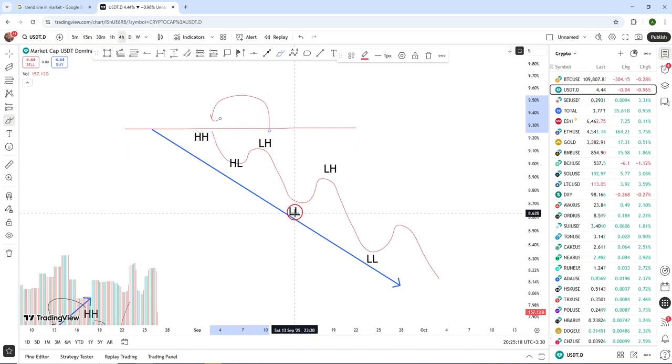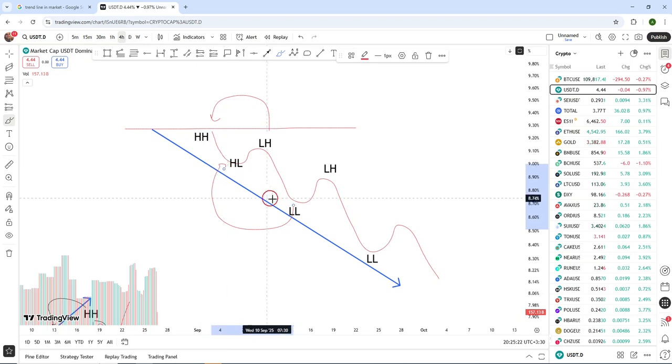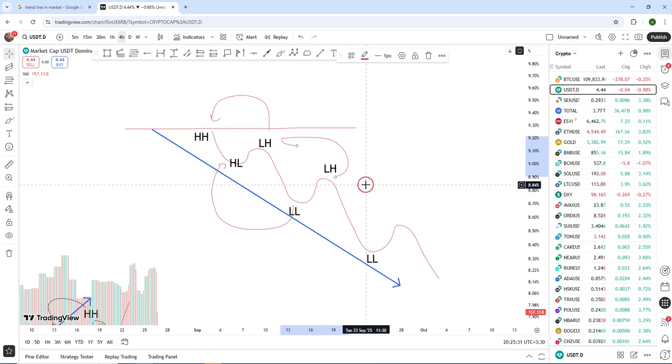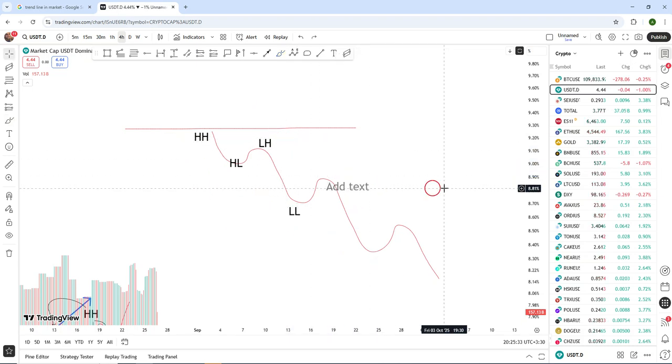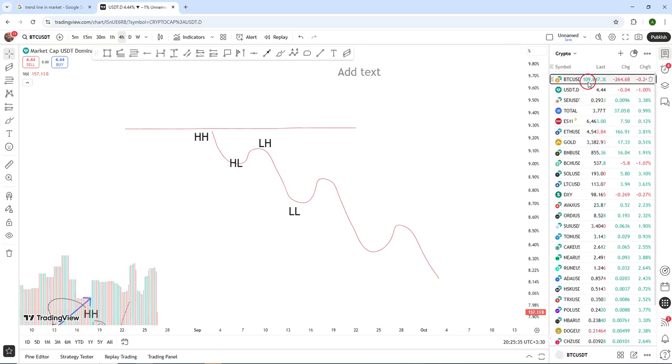After that the price is making the lower low from here, then here, and as you can see, the price starts making a lower high from this part. Okay, so let's go to the chart and I will explain what it means.